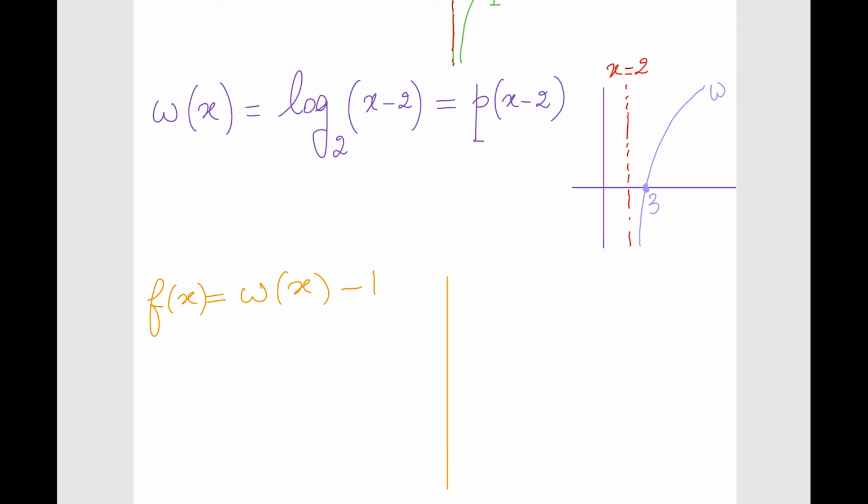Actually, let me do it here. Okay, so that vertical asymptote remains itself because it's a vertical shift, so nothing happens to a vertical axis. And the graph is going to look like this, right? This is the function f.